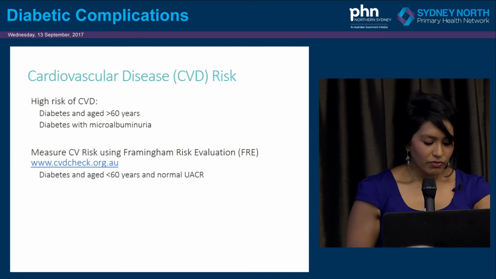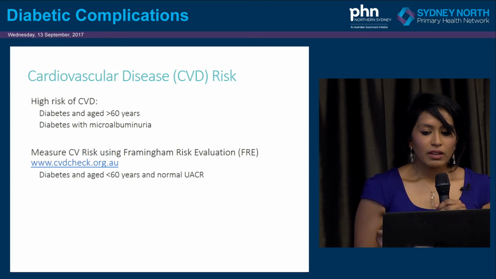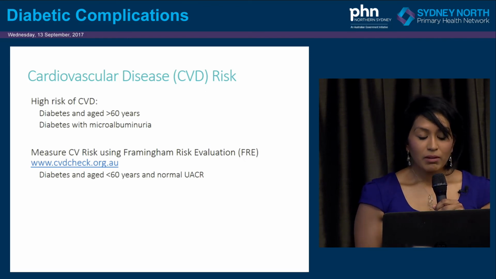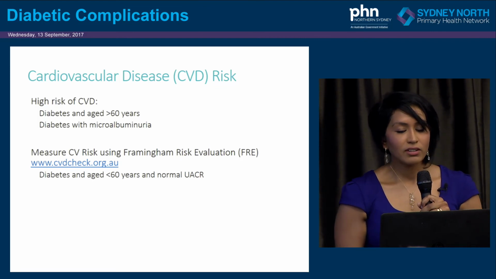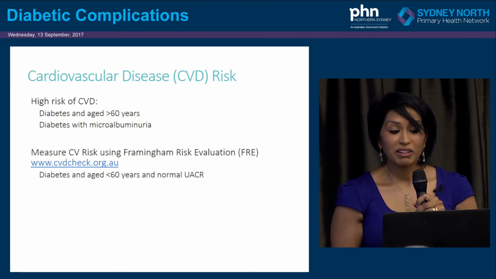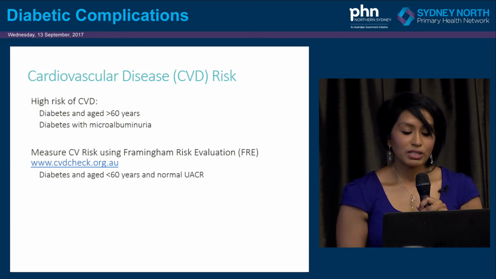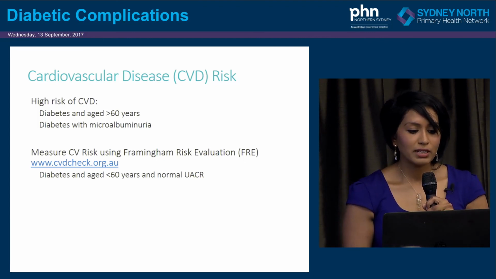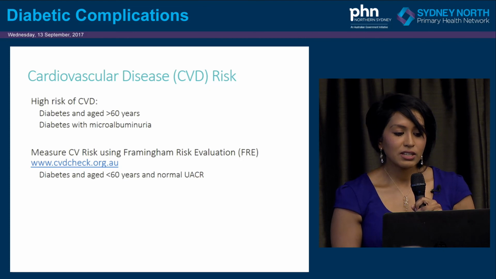And if I can finally just touch on quickly the fact that it's not in your cycles of care, but it's really important to be discussing with patients and using their cardiovascular disease risk as a motivating factor, perhaps for encouraging them to get to target with their risk factors, so blood pressure and lipid management. And any patient with type 2 diabetes that's over 60 is at high risk of cardiovascular disease, or as I said, if they have microalbuminuria.